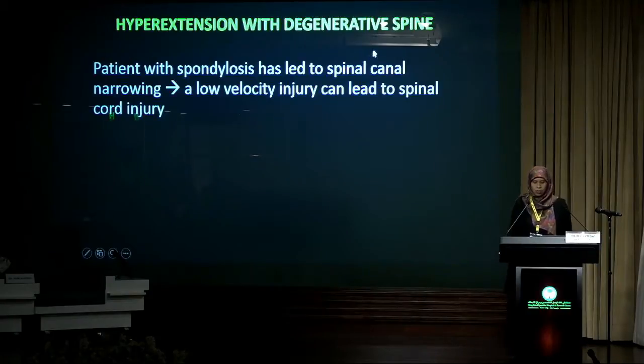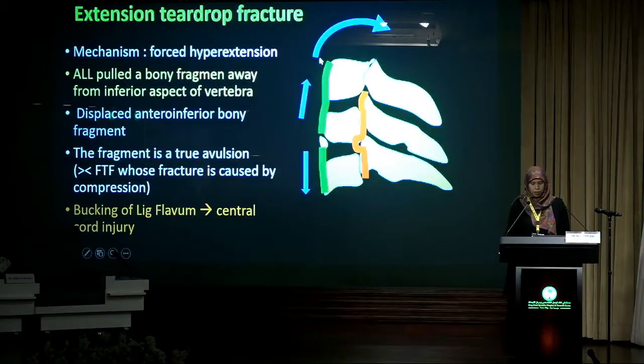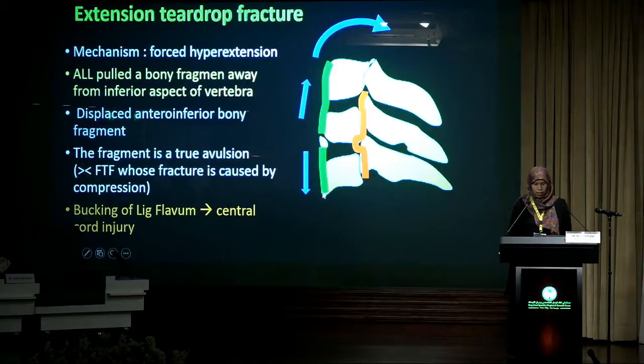We also have to consider hyperextension with degenerative spine. Because a patient with spondylosis has spinal canal narrowing, a low velocity injury can lead to spinal cord injury. Extension teardrop fracture happens because of forced hyperextension, in which the anterior longitudinal ligament will pull a bony fragment away from the inferior aspect of the vertebra, associated with a displaced anterior inferior bony fragment.